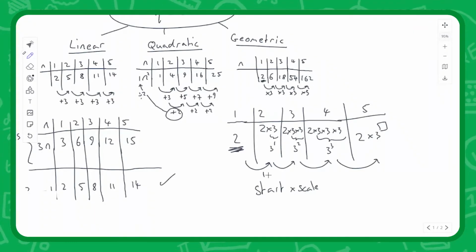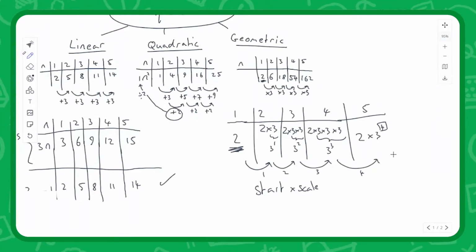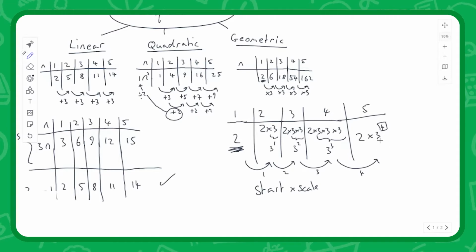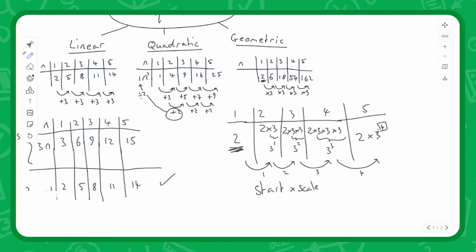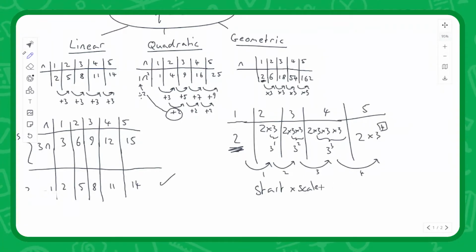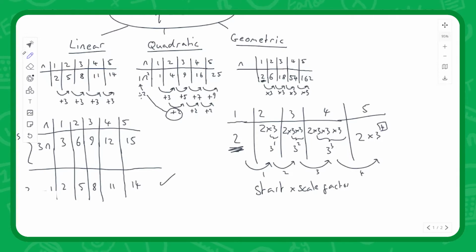Well, I need to make 1, 2, 3, 4 jumps in total, so that'll be 3 to the power of 4. And we can test that out, right? 2 times 3 to the 4, well, 3 to the 4 is going to be 9 times 9, 81, and then 81 times 2 gives me that 162. So it's start number times the scale factor to the power of jumps. The power of jumps. Hopefully that makes sense.